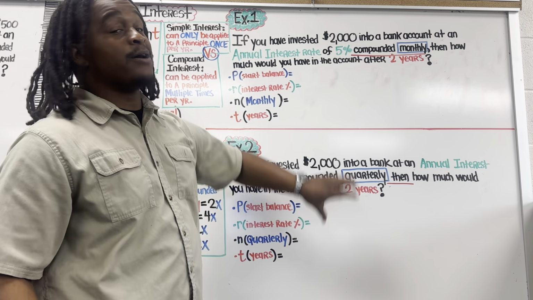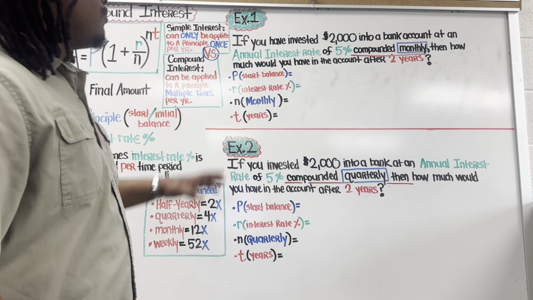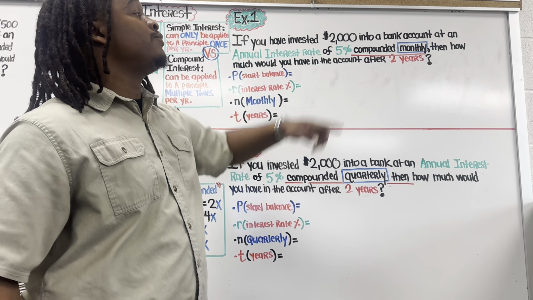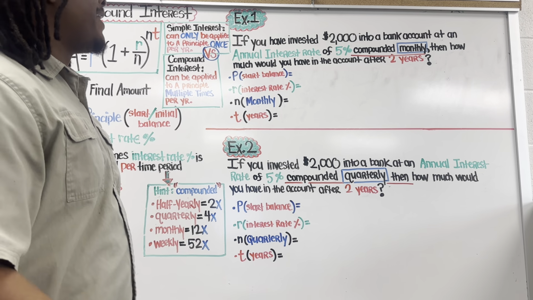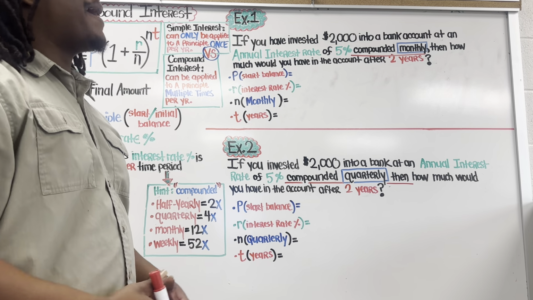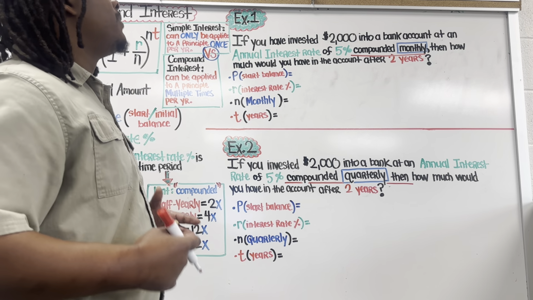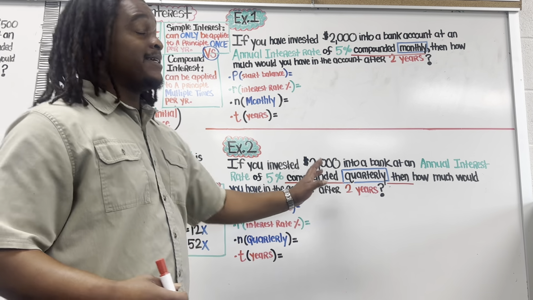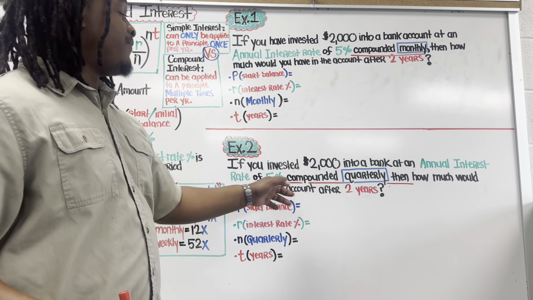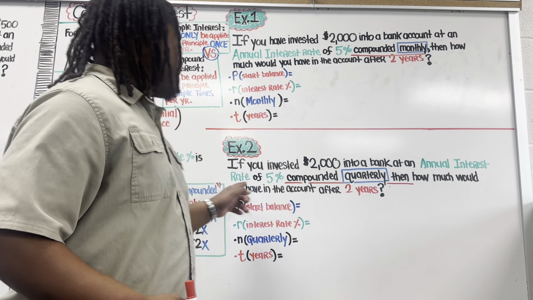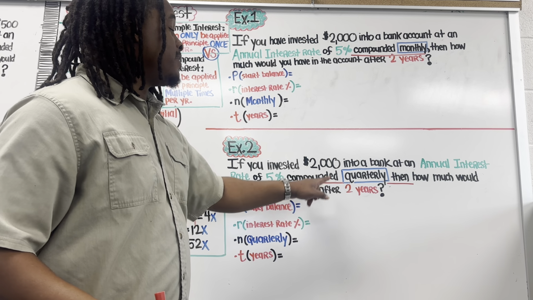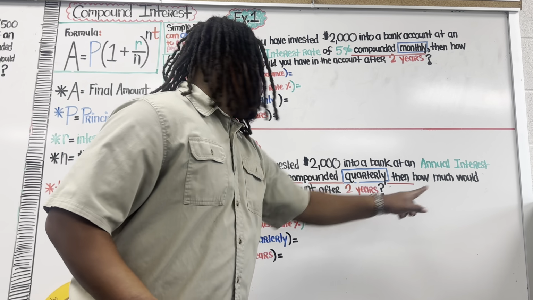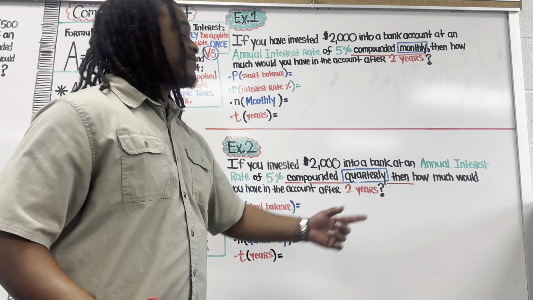So I'm just gonna read the top, but I'm also reading the bottom as well, okay? So once again, it's saying the same thing other than the way it's compounded. It says if you have invested $2,000 into a bank account at an annual interest rate of 5% compounded monthly, right? Then how much would you have in the account after 2 years, right? Same thing. It's saying the same thing here, guys. If you invested $2,000 into a bank at an annual interest rate of 5% compounded quarterly. So here is monthly, here is quarterly, right? Then how much money would you have in the account after 2 years, right?